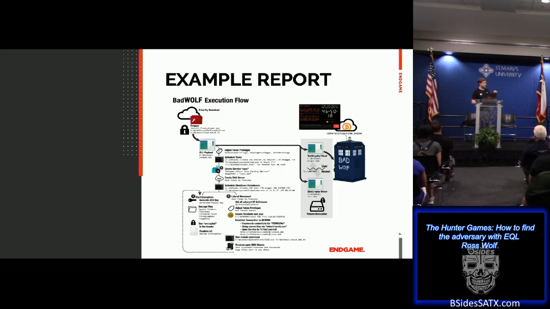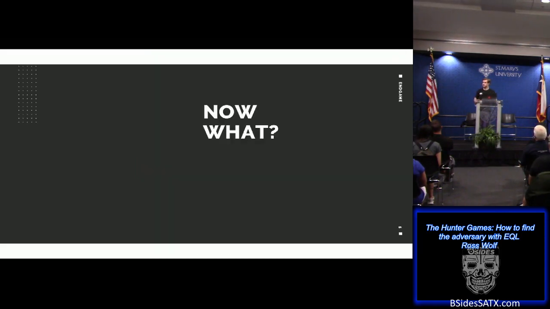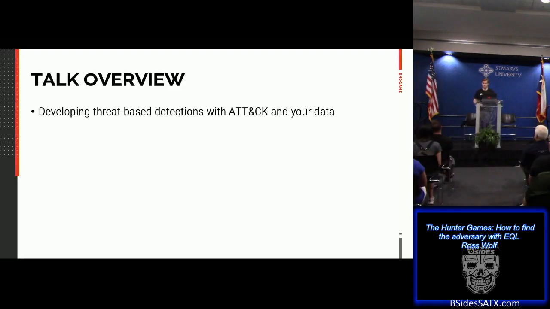So I want to take that question and give you an answer to it. How can you find that? What's the now what? Okay, we have a report. Now what do we do about it? And how do we get ahead of the next one? So overall, I want to talk about how we can take all that adversary behavior in general and use the ATT&CK framework to organize it and orient our approach to writing detections.